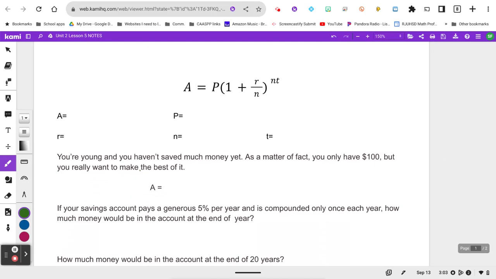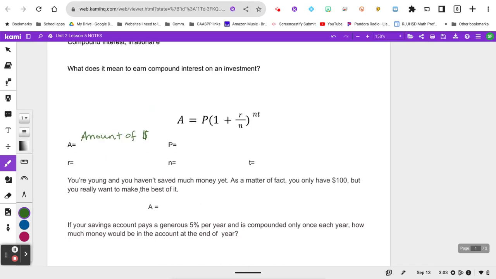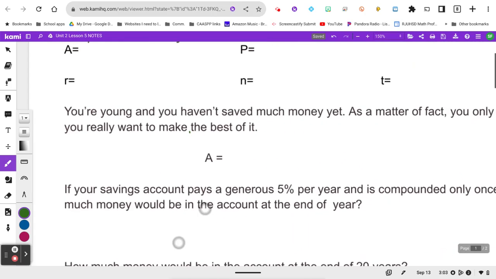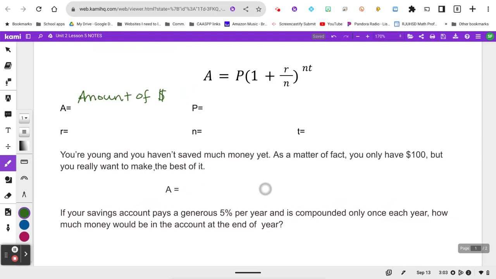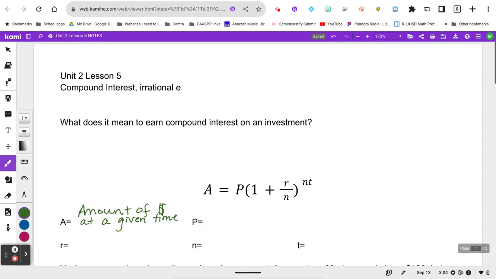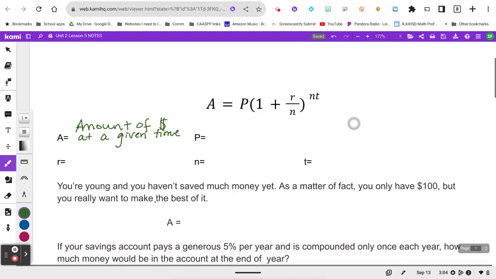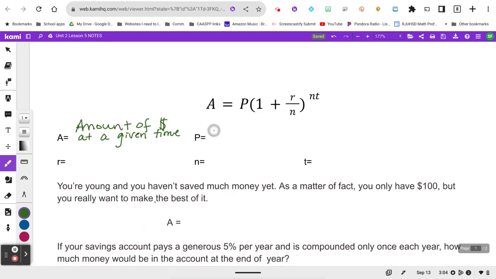So here, A equals amount of money at a given time. P is your principal amount. Okay, principal meaning your starting amount.